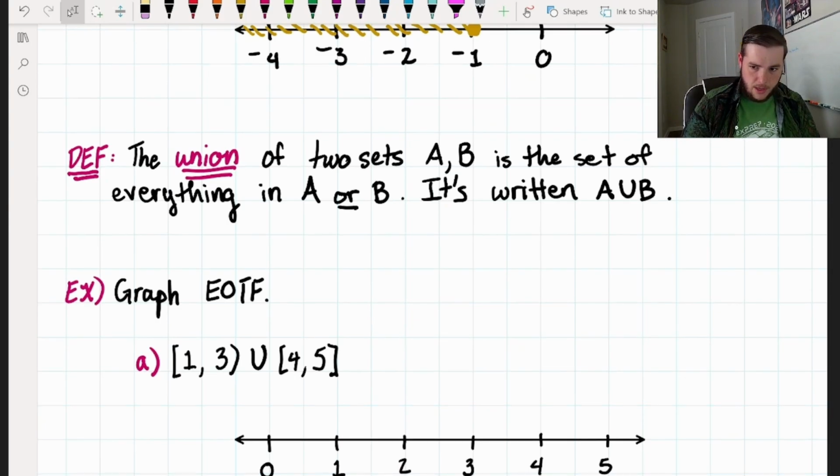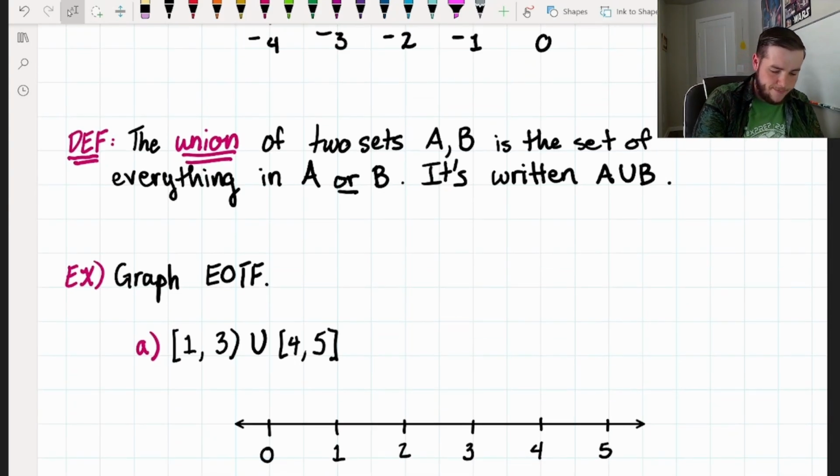So here, I've got the interval from 1 to 3, and I'm going to include 1, but not 3. Closed circle on 1, open circle on 3. I've also got the interval from 4 to 5, including both. Now I just need to shade. So I shade between 1 and 3, and I shade between 4 and 5.